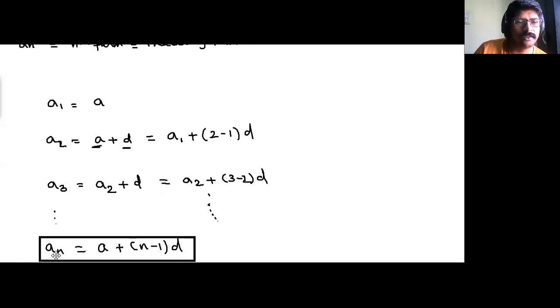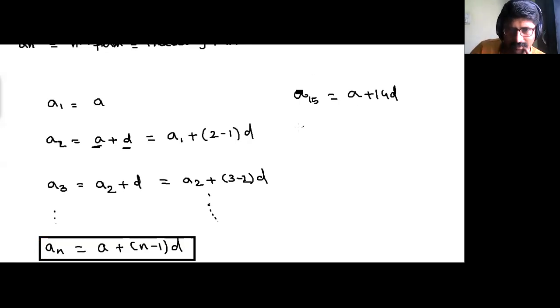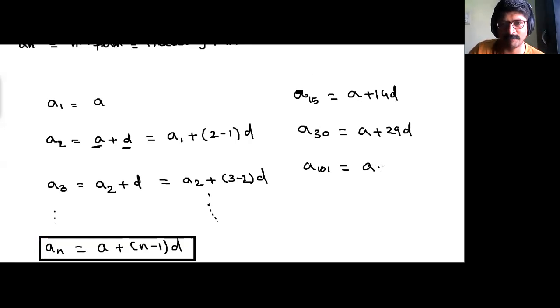It is basically the an or nth term formula. Nth term is equal to a plus n minus 1 into d. Now you can remember it this way also. If you have to calculate a15, how are you going to write it down? A15 is a plus 14d, because 15 minus 1 is 14d, isn't it? If you want to calculate a30, how are you going to write it? A plus 29d. If you want to calculate a101, you can calculate a plus 100d, isn't it?